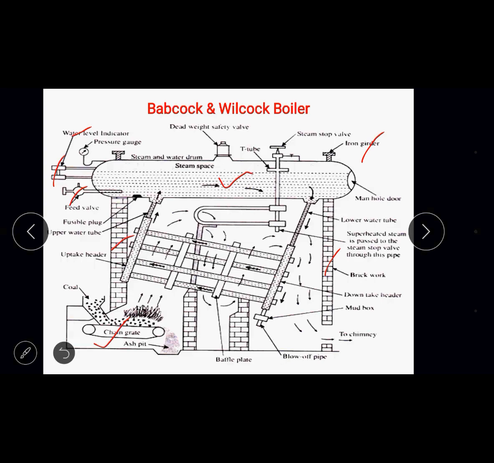Feed valve and water level indicator are interconnected. The water level indicator will tell you the level of water, and if it finds the level of water is below the target level, the feed valve will be activated. Through the feed valve, the water will be supplied, and once it reaches the level, the feed valve will be closed. Therefore, with the help of the feed valve and water level indicator, the input source, the water, will be maintained inside the boiler drum to produce the steam.